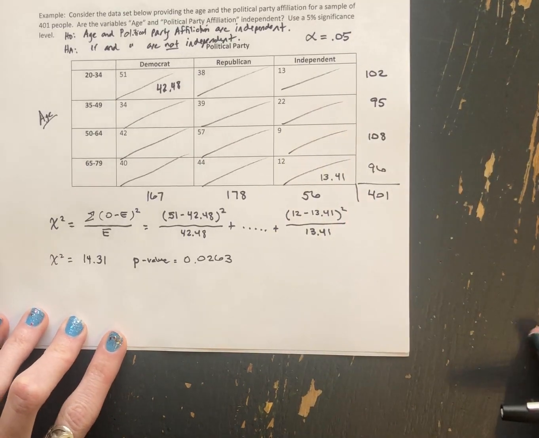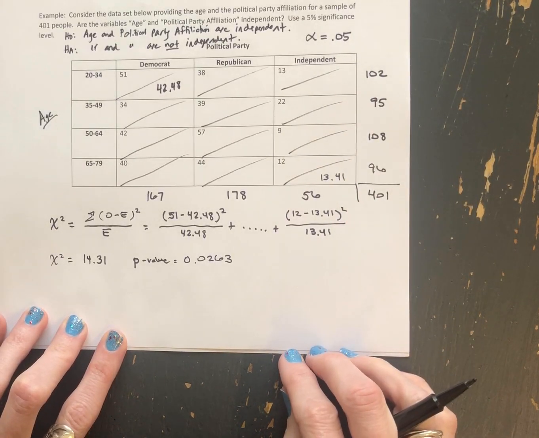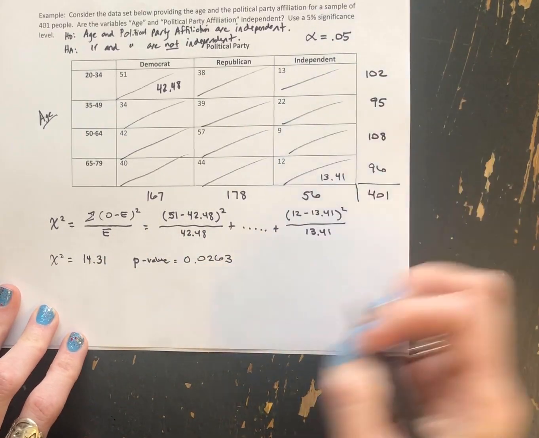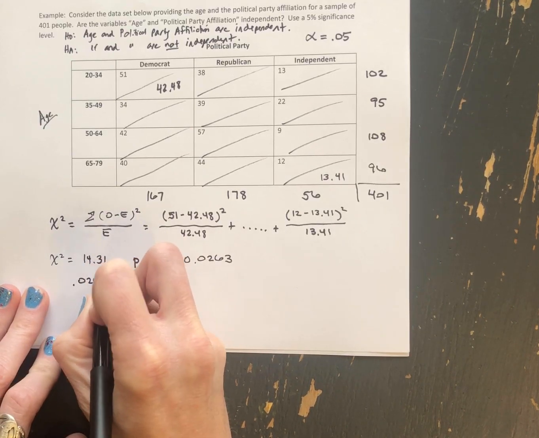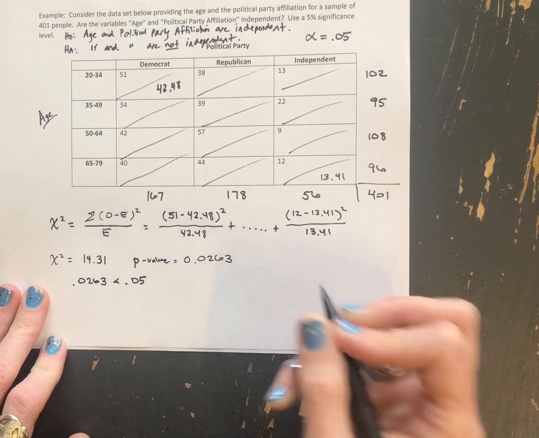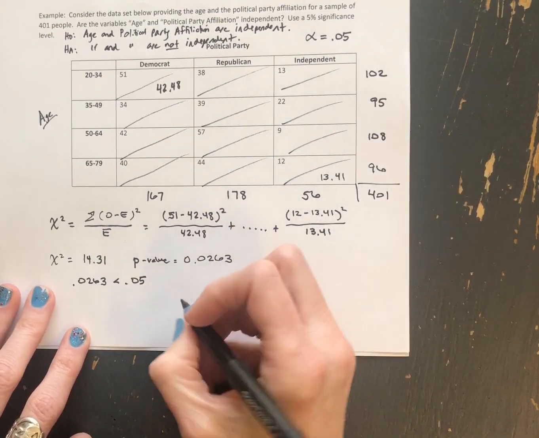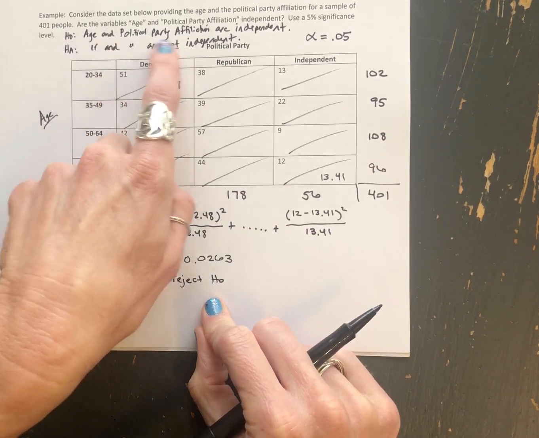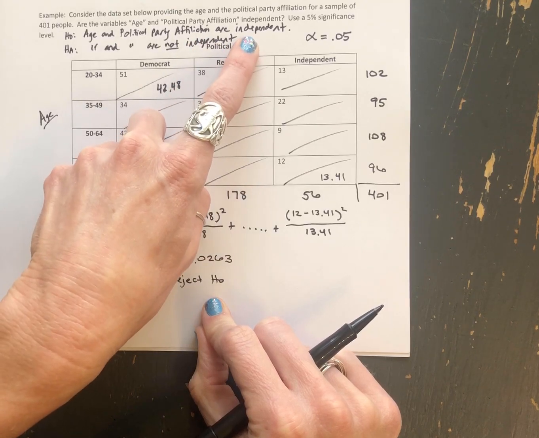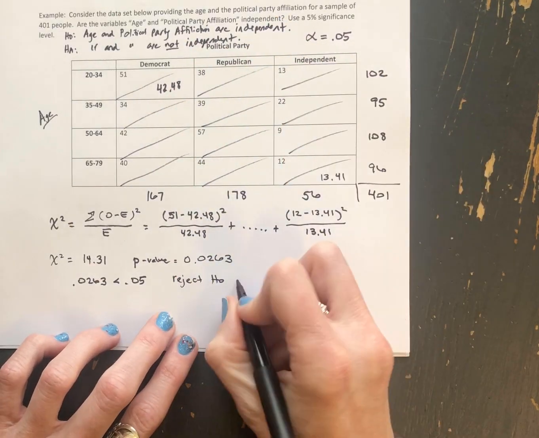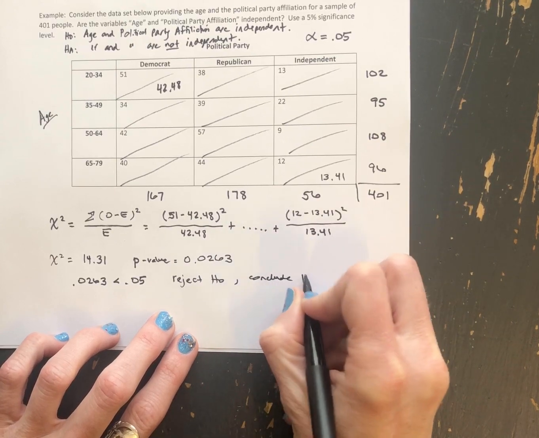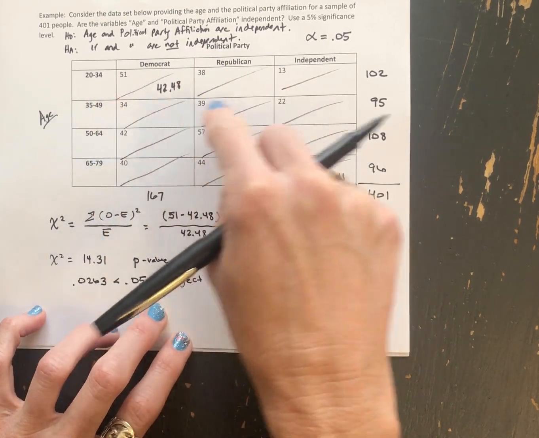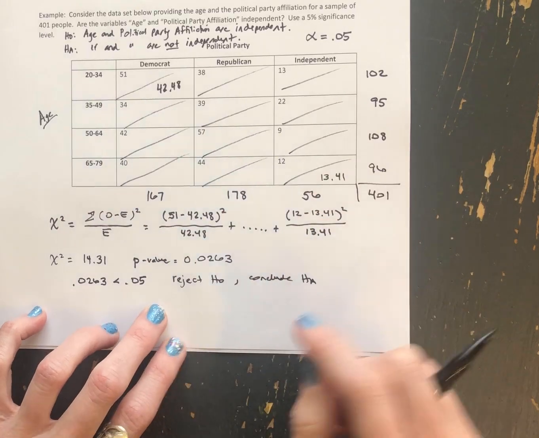And so at this point, we would want to compare that p-value with our alpha level. And so since 0.0263 is less than the alpha value of 0.05, we are going to reject the null. So we are rejecting that age and political party affiliation are independent, and we are going to conclude the alternative, that they are not independent. In other words, knowing someone's age is going to affect their political party choice, all right?